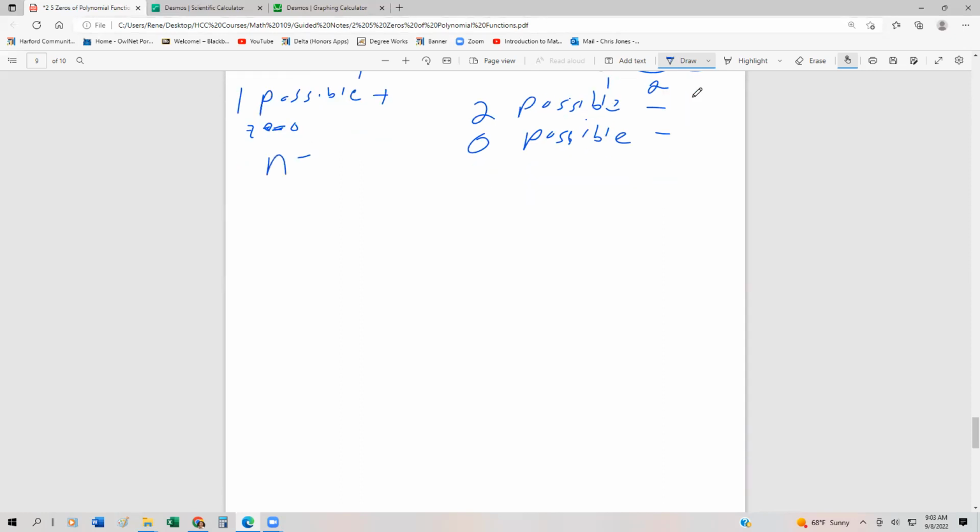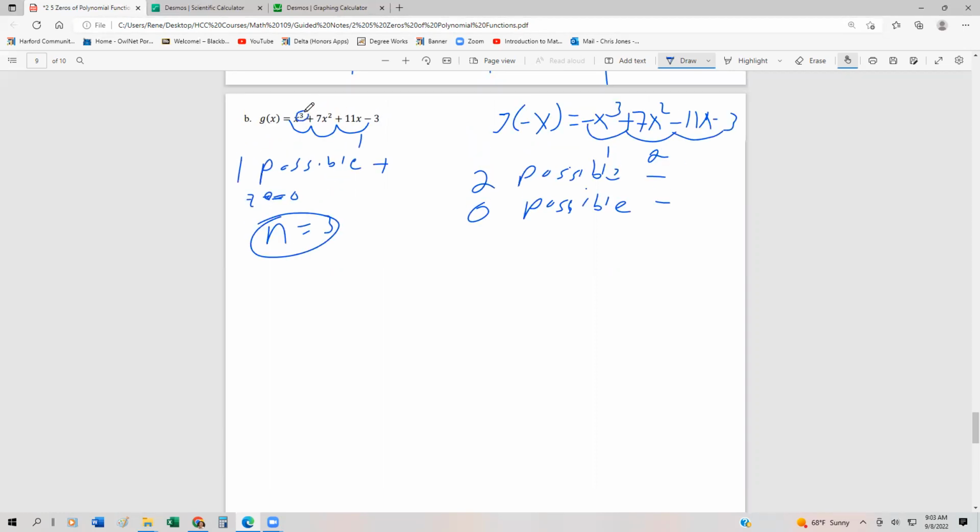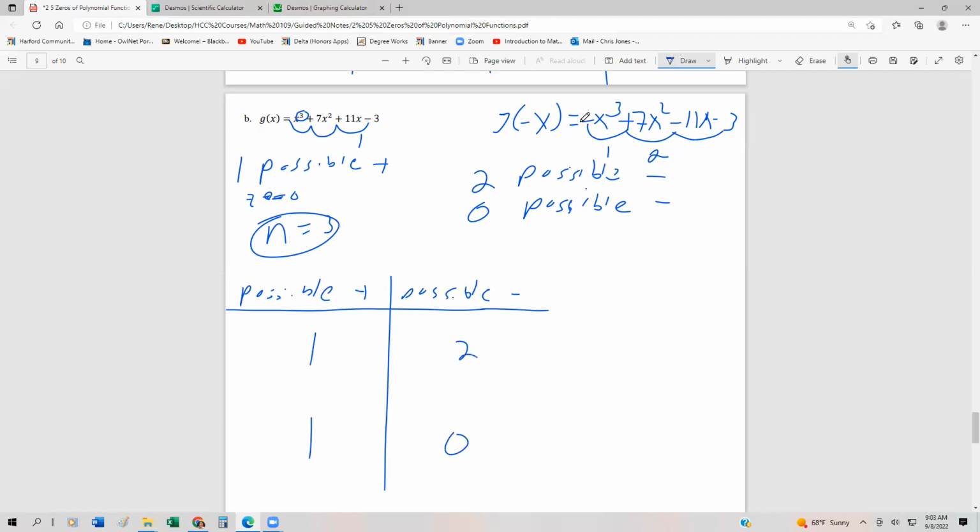Okay. The degree was 3, so that's important. Right here we see the degree of the polynomial is 3. And so we have our possible positive, we have our possible negative. And remember, there's always one possible, and then there's either 2 or 0. The number of real is just going to be the sum of these, so that's going to be 3 or 1.